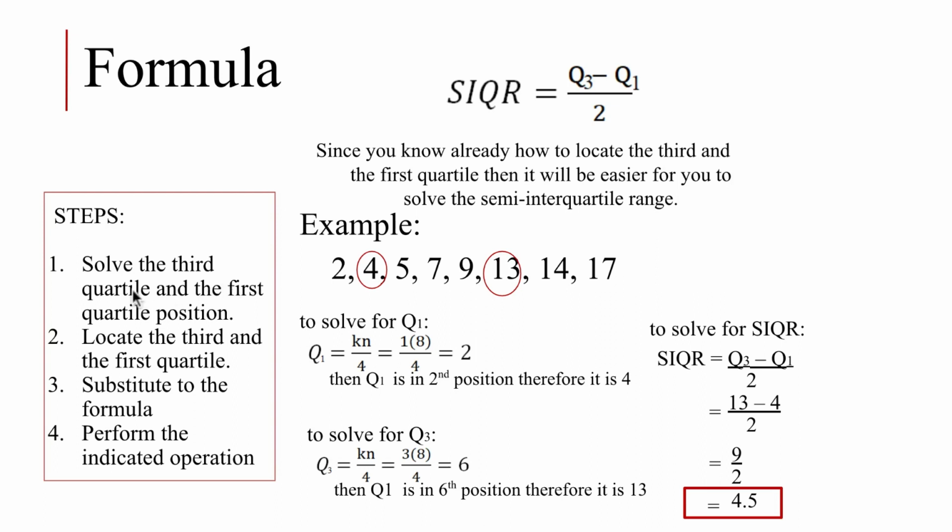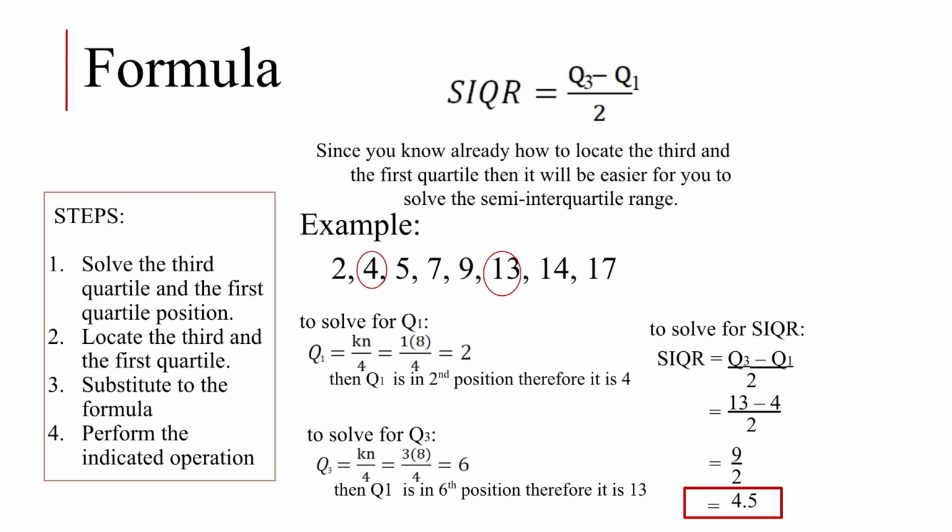First, solve the third quartile and the first quartile position. Second, locate the third and the first quartile. Third, substitute to the formula. And fourth, perform the indicated operation. Let's start with Q sub 1, or the first quartile. First quartile is equal to 1 times 8 divided by 4 is 2. The second position is 4, therefore Q sub 1 is 4. Next, Q sub 3 is equal to 3 times 8 divided by 4 is 6. Now locate the sixth position, 1, 2, 3, 4, 5, 6, and it's 13.